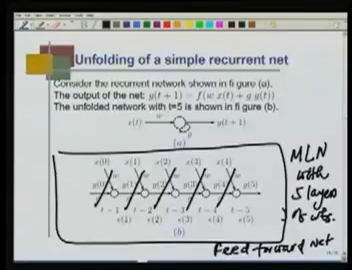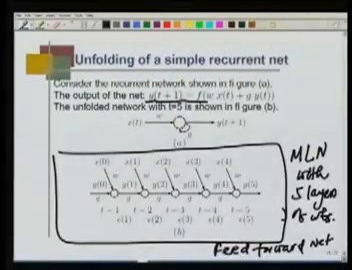Given this structure, once I convert the recurrent network into a feed-forward network, the objective is to apply back propagation through time, standard back propagation, the generalized delta rule, to update the weights. So, how do I do it? I already have the dynamic equation here: y t plus 1 is f of w x t plus g y t. This is the dynamic equation.